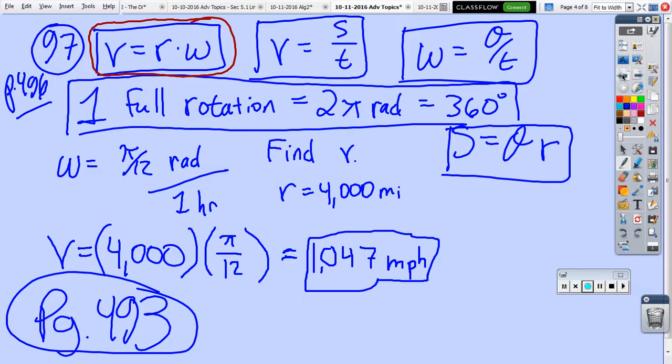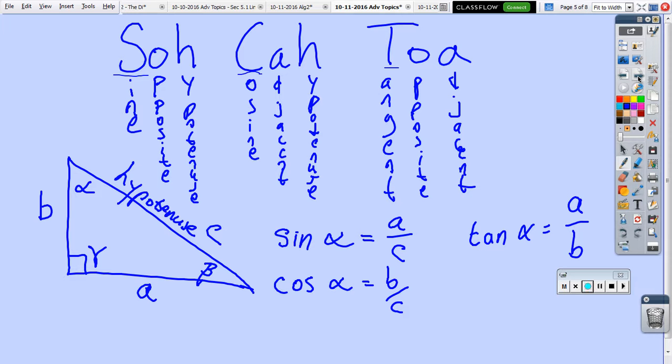Okay, so we're going to go back to here. I multiplied 4,000 by pi over 12 to get 1,047, and I didn't get it. Okay, then you need to practice with your calculator. You have to do them separately: do 4,000 times pi, get that answer, then divide that by 12. Or you can do 4,000 divided by 12, get that answer and multiply by pi. It's all the same.